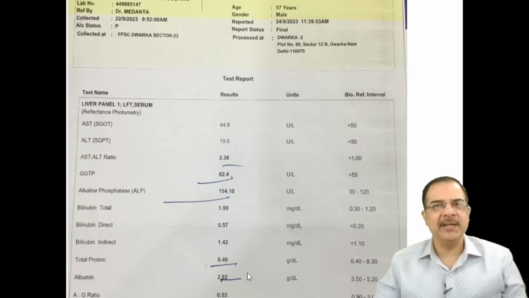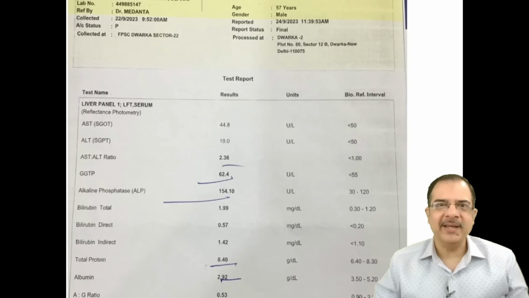So this is how to analyze a case of abnormal liver function test.